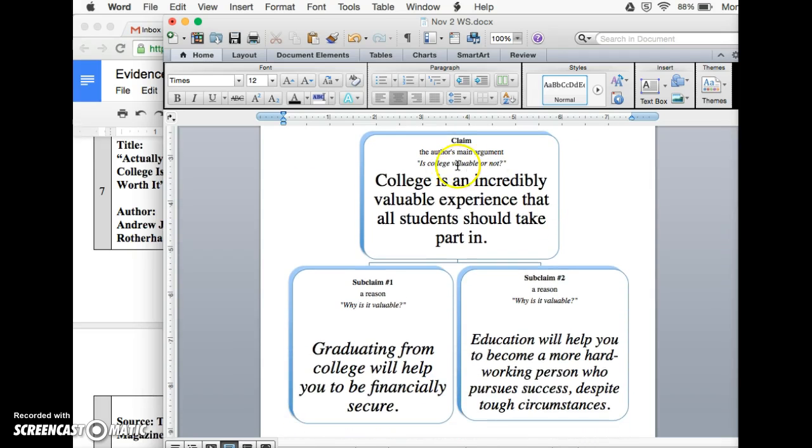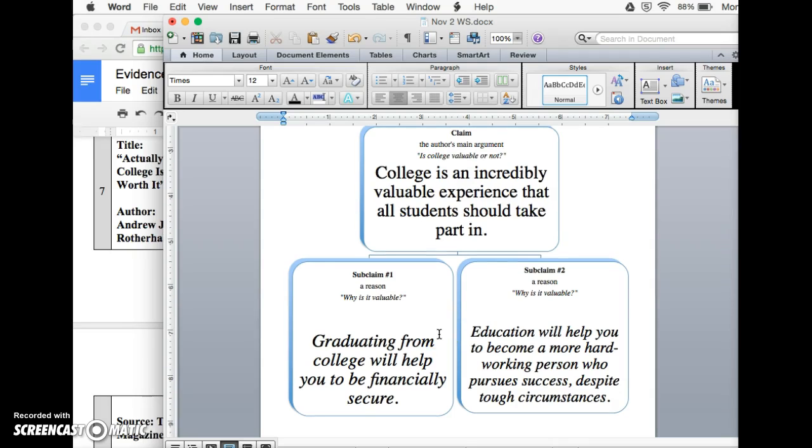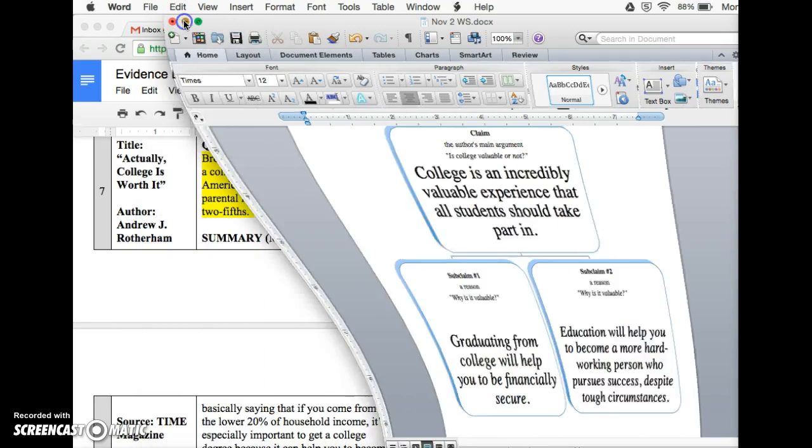Here's my claim. College is an incredibly valuable experience that all students should take part in. Here's my subclaim number 1, my first reason that supports this claim. Graduating from college will help you to be financially secure, so money. You'll gain money from graduating from college. Here's my second reason. Education will help you to become a more hardworking person who pursues success despite tough circumstances. So these are my claim and my subclaims.